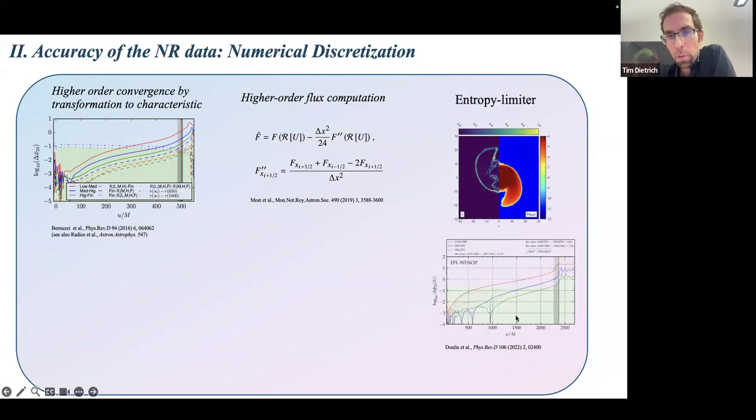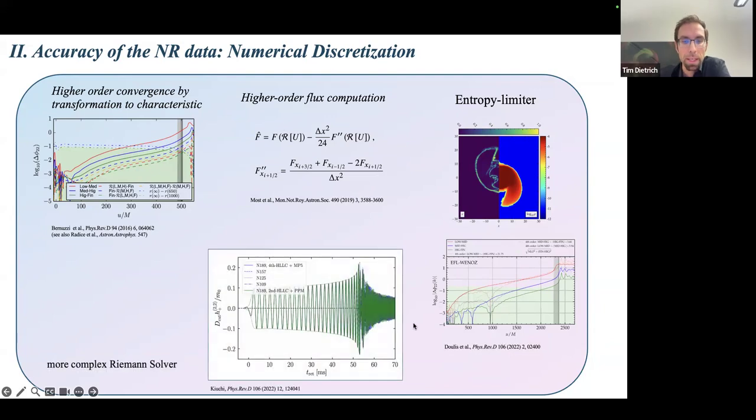Then a few years later, there was an approach using an entropy limiter. The first work was not by Dulles, but by Garcilena, where the idea was that you can basically map where you have the highest entropy, which you assume is around the star surface, where also these high resolution shock capturing methods from the first two approaches are so important. And you just add some artificial viscosity there. And they showed also that you get a higher order convergence. And recently, also Kenta Kiuchi had the approach of saying that, okay, let's use a more complicated Riemann solver. And he showed very accurate long simulations, which show also a higher order convergence and smaller phase errors.